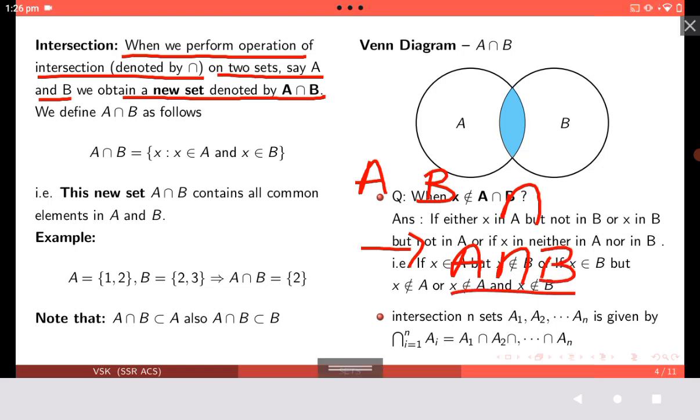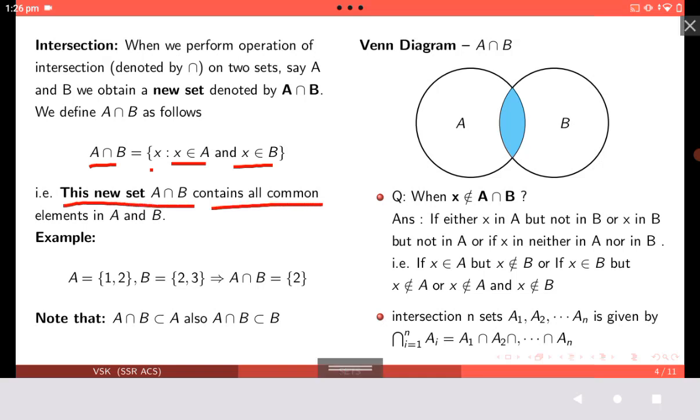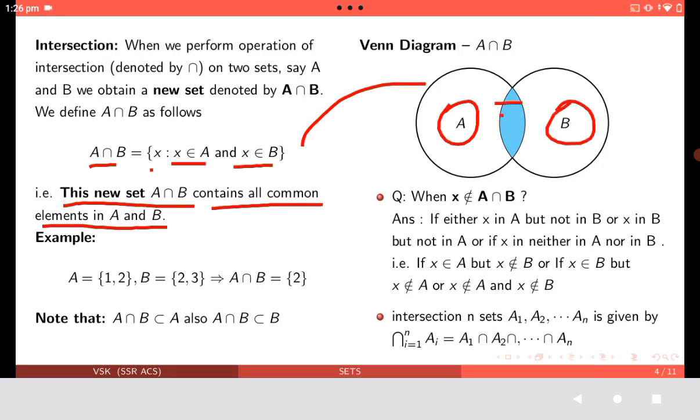Now what are the elements of this new set A intersection B? We define A intersection B as containing all x which are in A and B both. So this new set A intersection B contains all common elements in A and B. Let us understand this by Venn diagram. This is your A set, this is your B set, and this is the common portion which is in A and B. So this is represented by the new set. This is the new set A intersection B.